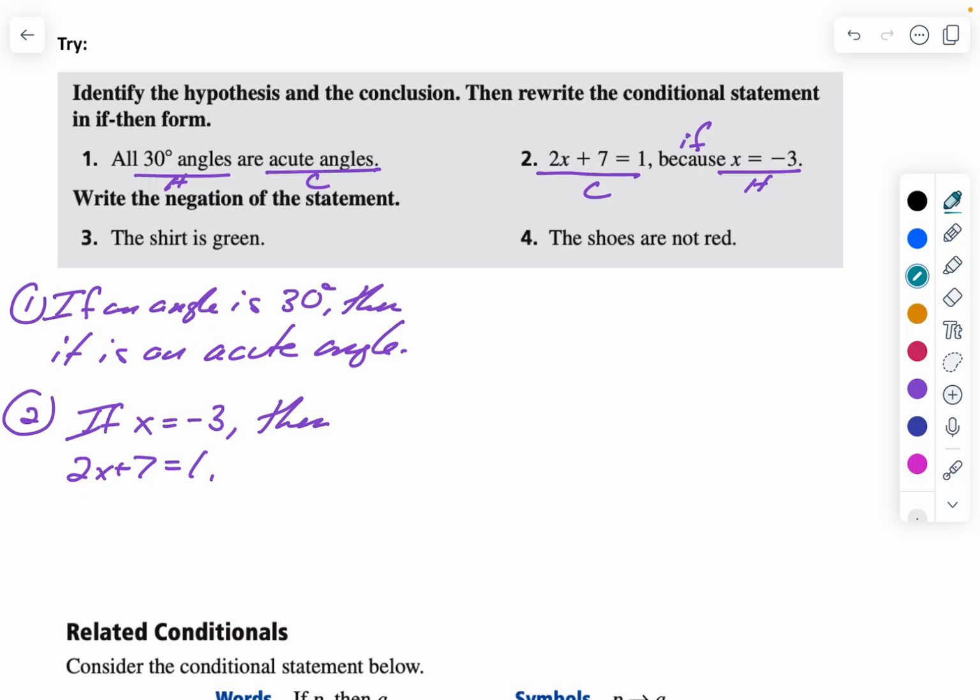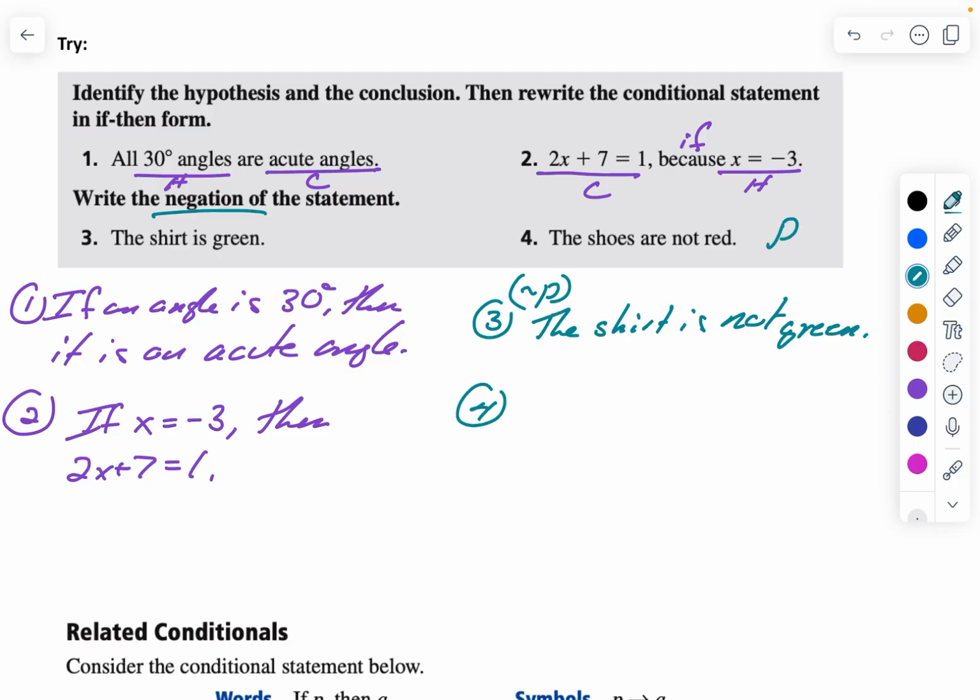For these, now we want to write the negation. The shirt is green. The negation would be, so not P, we'll just remind ourselves, the shirt is not green. Like I wrote it in sort of a green color. And number 4, if this is our P, not P, the opposite would be the shoes are red.